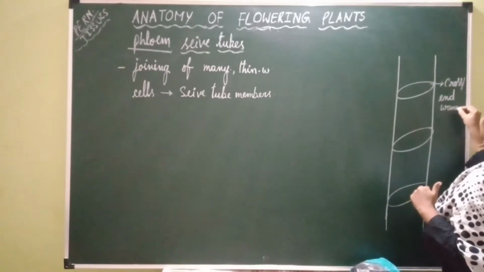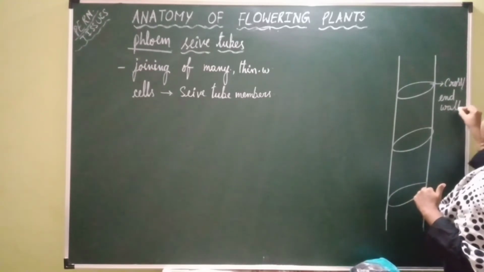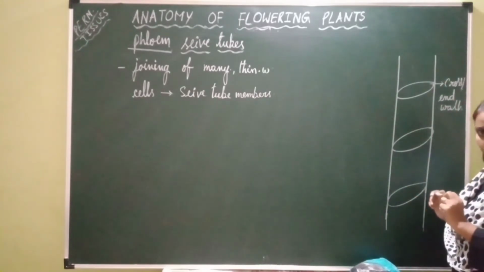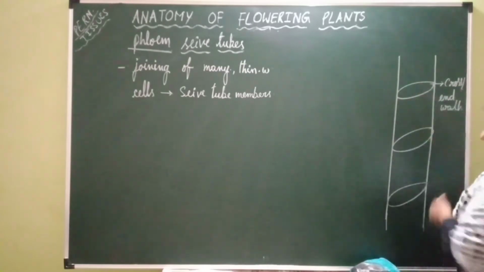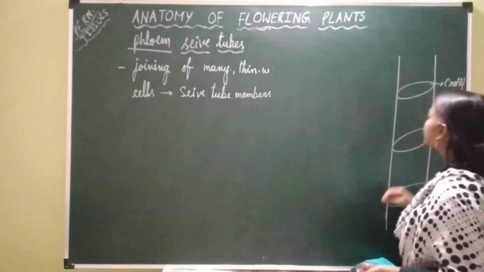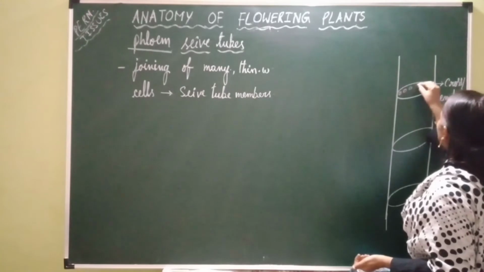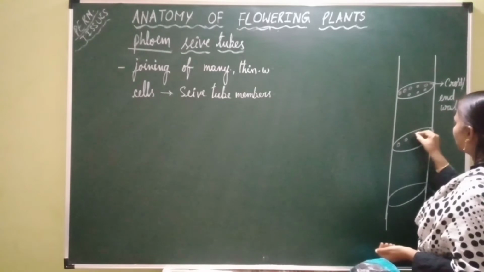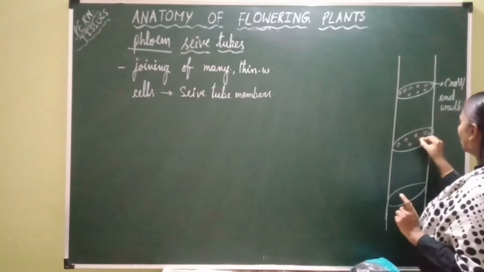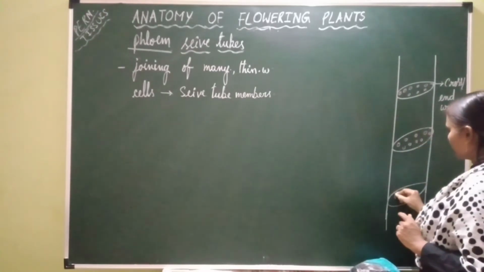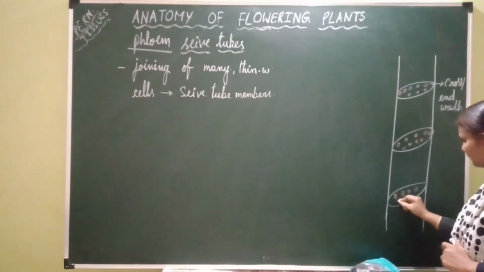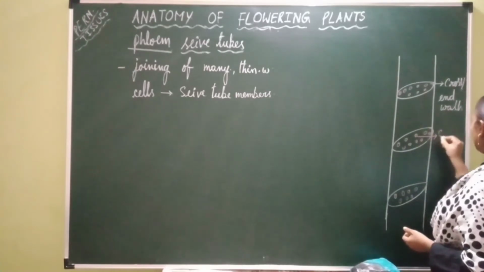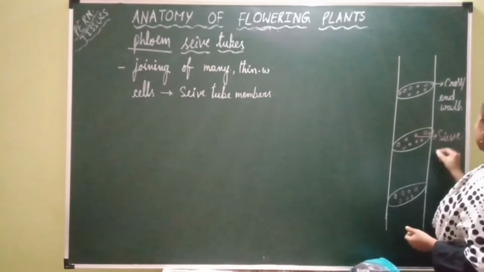When these cross walls or end walls of the sieve tube elements are joined with one another to form a tube-like structure called a sieve tube, there is formation of pores, and these pores are called sieve pores. Now this cross wall or end wall which has pores, called sieve pores, is called a sieve plate.